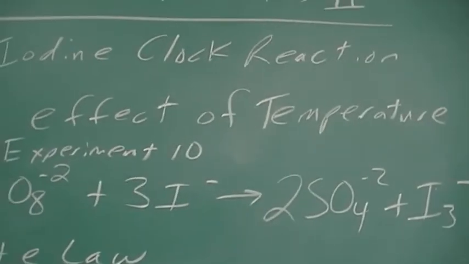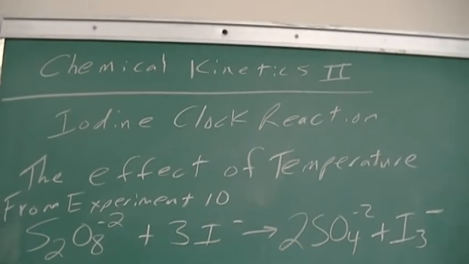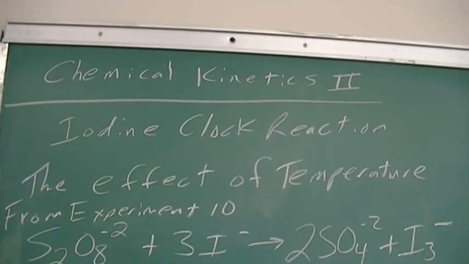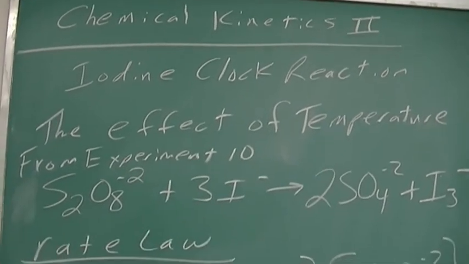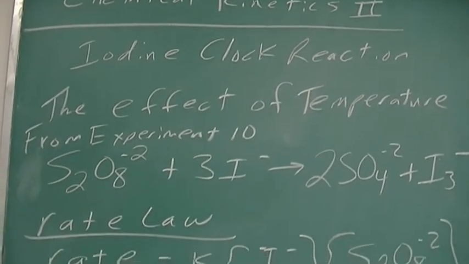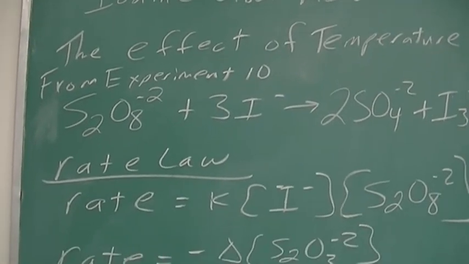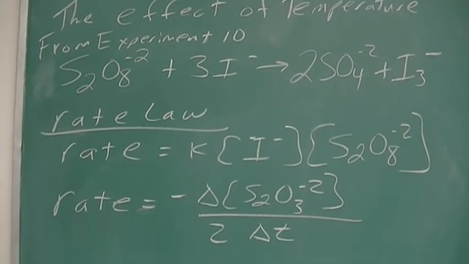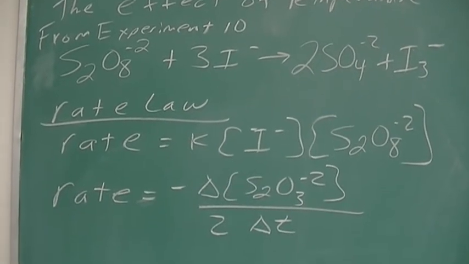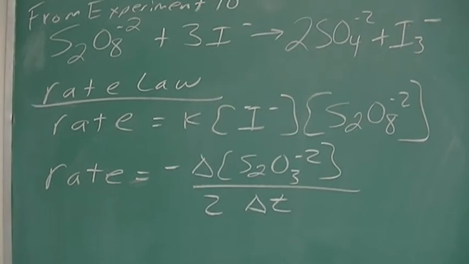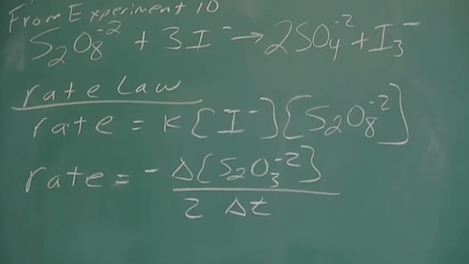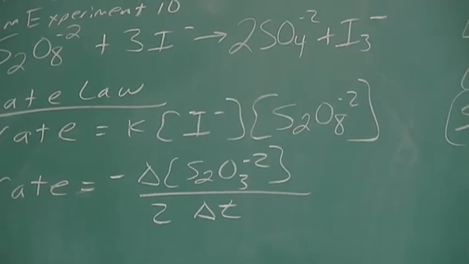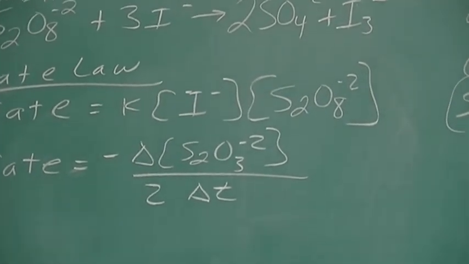All right, so again, we're doing Chemical Kinetics 2. It's the same iodine clock reaction as Chemical Kinetics 1, Experiment 10. All right, so we're looking at the effective temperature. From Experiment 10, we have our balanced reaction, and also from Experiment 10, we calculated the rate law. The rate law is rate equals the rate constant k times the concentration of I⁻ raised to the first times the concentration of S2O8²⁻ raised to the first.